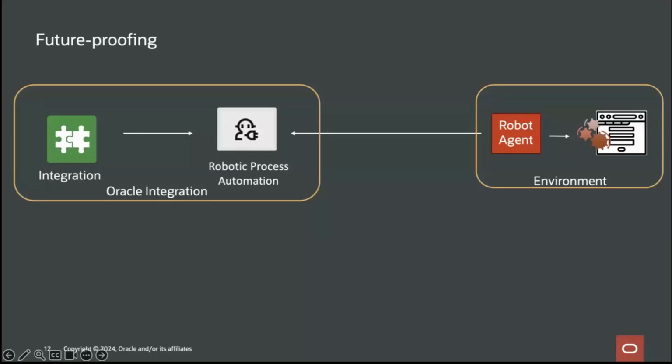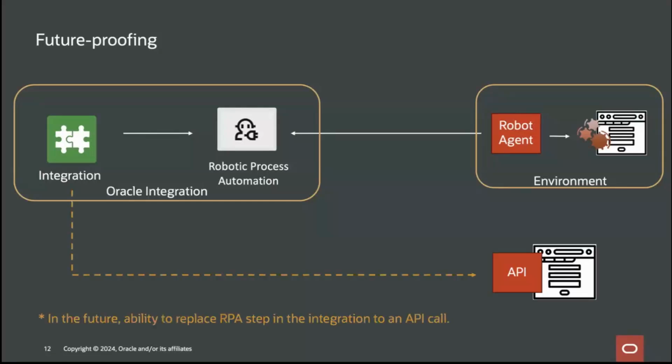But in the future, 2, 3, 4 releases, they introduce that particular field, and now there is no need for this. Then what you can do is just simply replace the call to RPA with the call to the API. So basically, you're future proofing, right? So it's available. In the future, you can just replace that step without changing a lot of things within your integration flow to get the data, right?